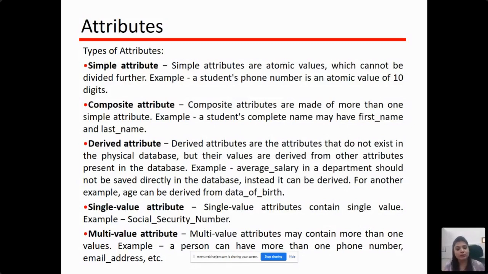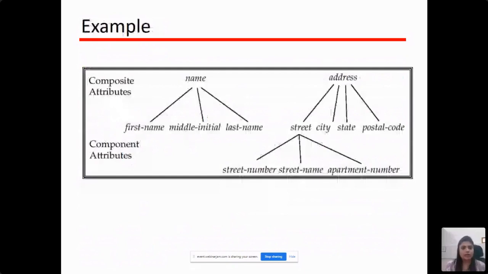And multi-value attributes means an attribute which can have more than one value. For example, phone number. A person can have two phone numbers also, or two email IDs. So these will be called multi-valued attributes. So for example, the name which is being divided into first name, middle name, last name, this forms the composite attributes.